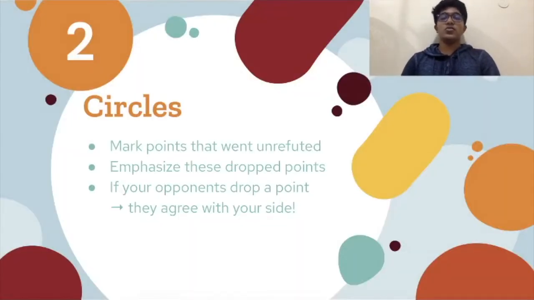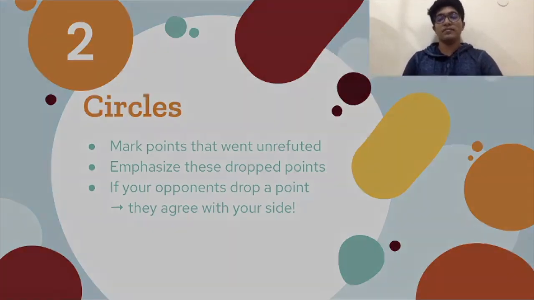The second thing you can do is use circles. Use circles to mark points that went unrefuted, that were not responded to, and emphasize these as dropped points. So what's a dropped point? It's basically when your opponents don't respond to something, and if your opponents drop a point, they are basically agreeing with your side, because it means they couldn't even think of a response to your contention because it was so good. That must mean the logic is very sound, and therefore every single person in the debate agrees that it is a good point, which means the judge should say that you win on that point. You can point that out and describe the importance of a dropped point as well. But to do that, you should be marking these things with circles in order to remember that they're there.